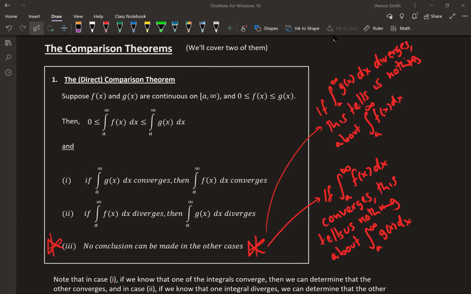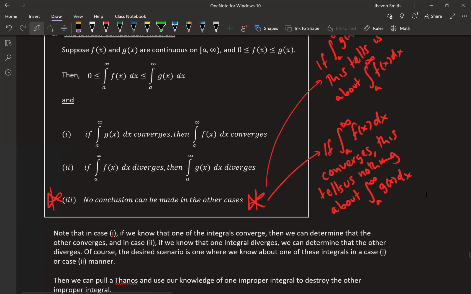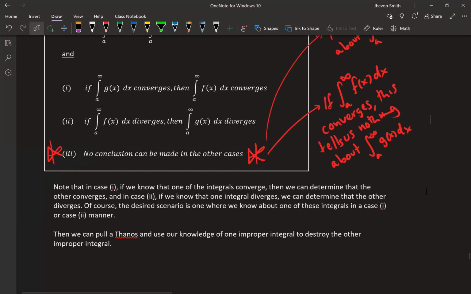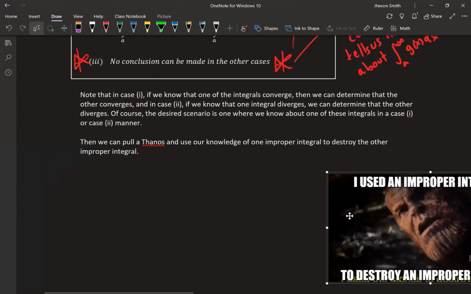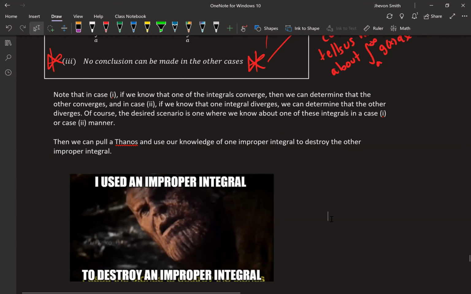Yes, okay. All right. So essentially, I want you to recognize what we actually did here. We are using the fact that we know about one improper integral to determine what's going to happen to another integral. Now, I can't determine exactly what the value of this other integral is going to be, but I know it's either going to give me a finite value or it's not going to give me a finite value. And so what we actually did is we kind of pulled a Thanos with the improper integrals, and we used an improper integral to destroy another improper integral, right? So here's an improper integral that I care about.